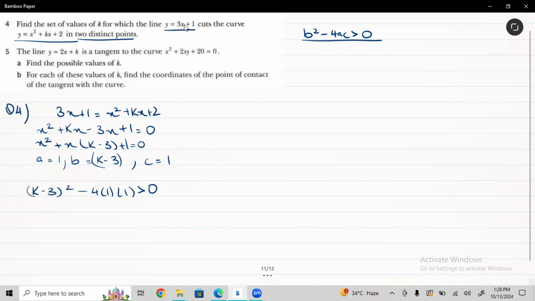So k minus 3 whole squared would be a squared, which is k squared, minus 2 multiplied by a multiplied by b, plus b squared, which is 9. Minus 4 is greater than 0. So k squared minus 6k plus 9 minus 4, which is 5, is greater than 0. Again, I'm going to use my calculator for this. It's a really basic quadratic equation. So 1, minus 6 and positive 5. So we have two values for k. k is either equal to 5 or it's equal to 1.